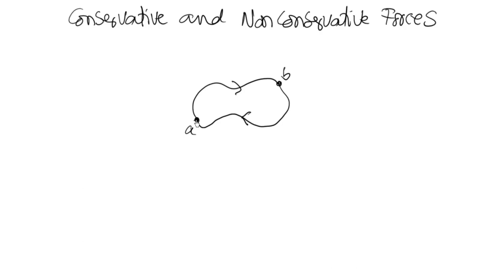In other words, the net work done by a conservative force on a particle moving around any closed path is zero. So if the force acts on the system and starts from point A and goes along this path and comes back to the initial state by this path, the total work done by the force for this closed path will be zero.